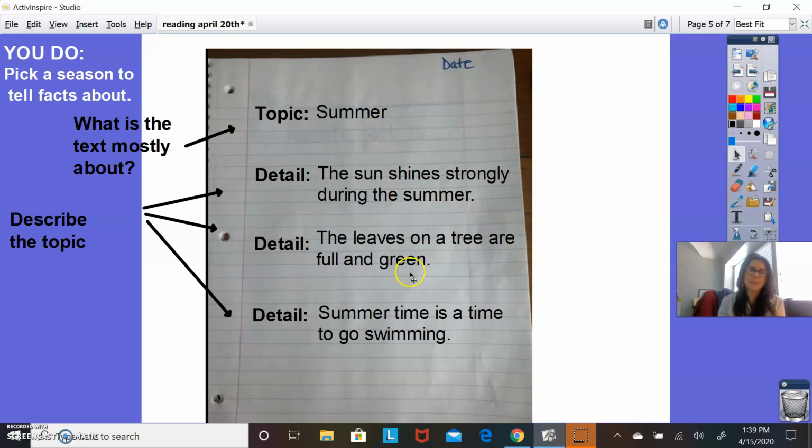Then I shared 3 different details that I picked through some of the different books that I found in Epic. The first detail I shared with you was the sun shines strongly during the summer. Another detail I shared with you is the leaves on a tree are full and green. And the last detail I chose is summertime is a time to go swimming. Now, notice that I did not say, I like to go swimming in the summer. It's not about what I like or what I feel. This is just a fact. Summertime is a time to go swimming because it's hot. So this is what you should have completed for Wednesday.